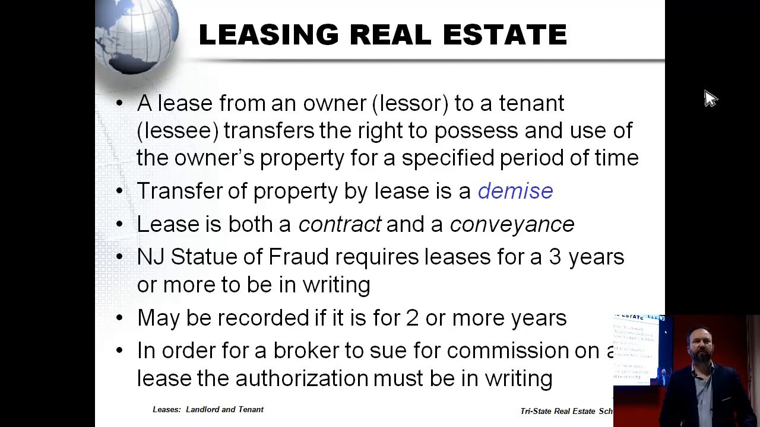So the transfer of the property by lease is a demise. Okay? There we go. Let there be light. The lease is both a contract and a conveyance. And the conveyance, again, is we're conveying some of the bundle of rights to the lessee. Enjoyment of the property, right to possess the property. The lessee, the tenant, cannot transfer the property or dispose of the property. They cannot will it to their heirs.